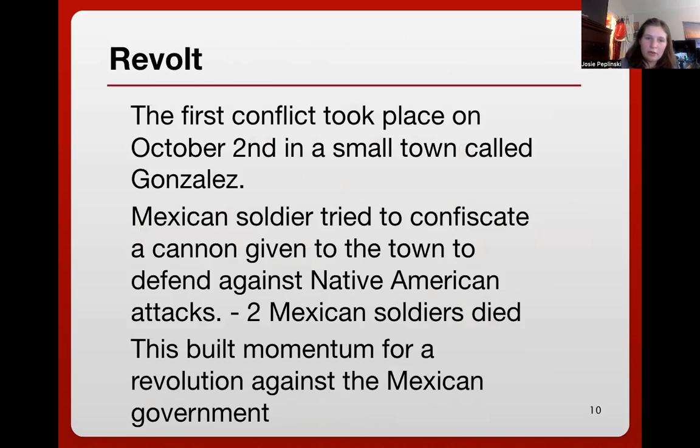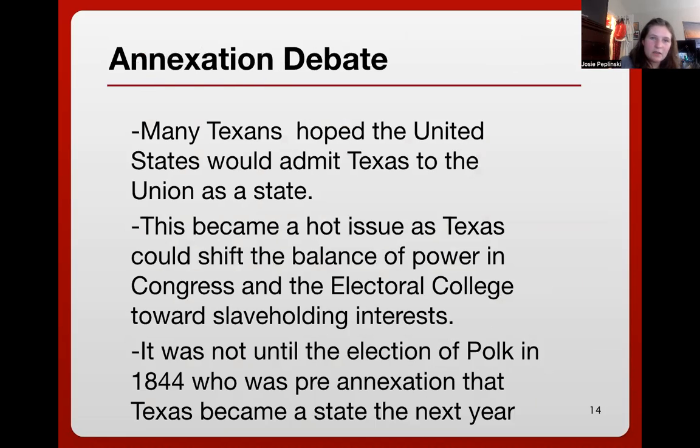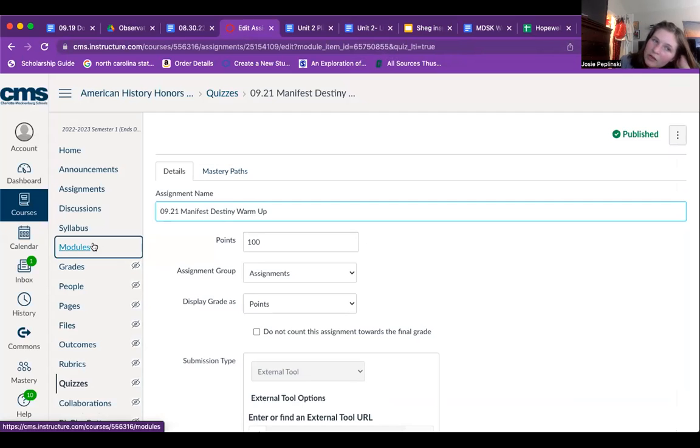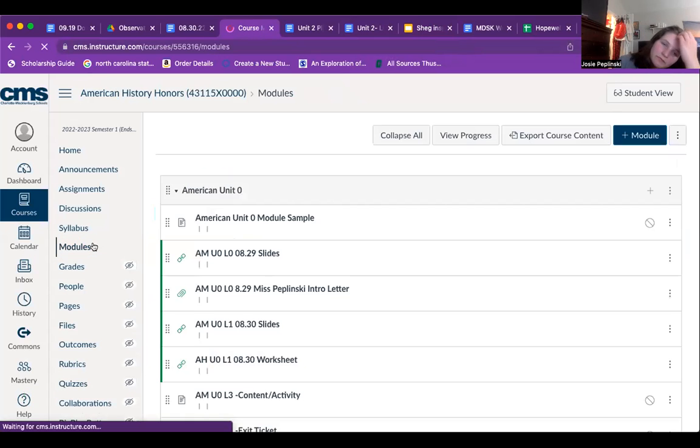All right, so now that we've gone through these slides, we are going to talk about manifest destiny. Manifest destiny is the belief that the United States has a goal to spread from the eastern coast to the western coast. You're going to look at a few sources regarding manifest destiny through Canvas. So you'll go back into modules. This is what I was talking about.